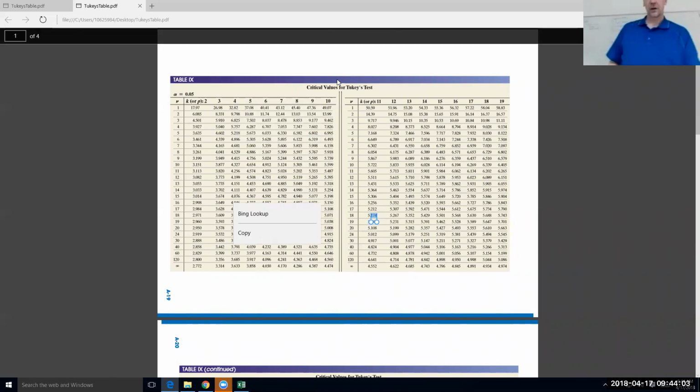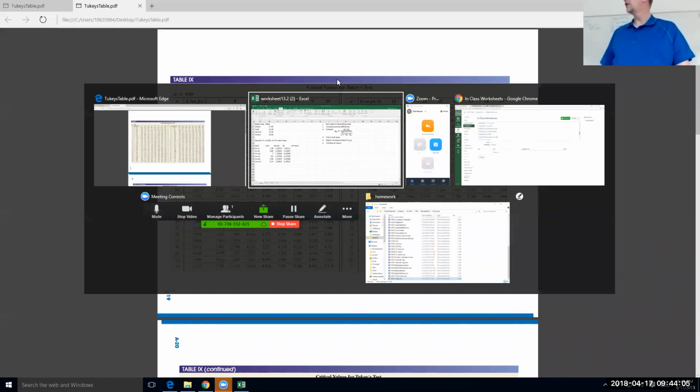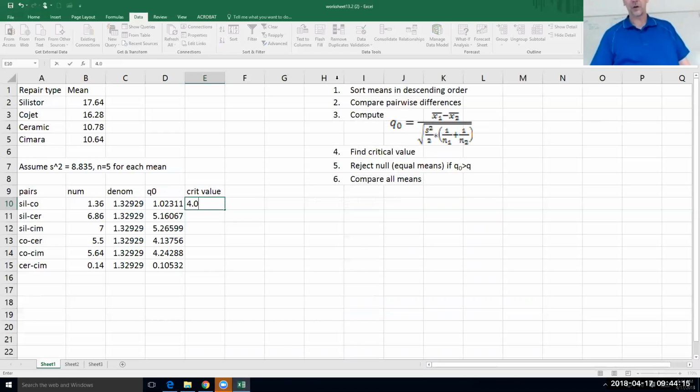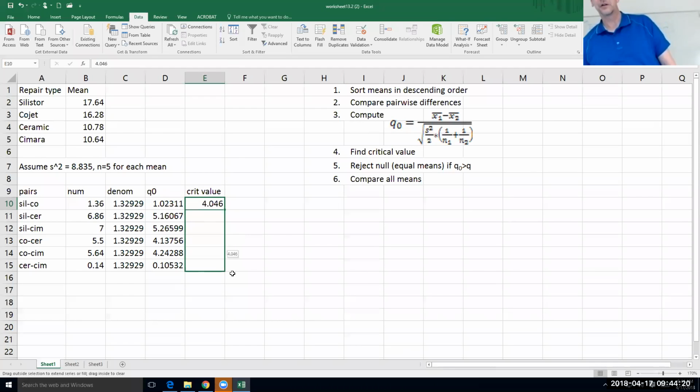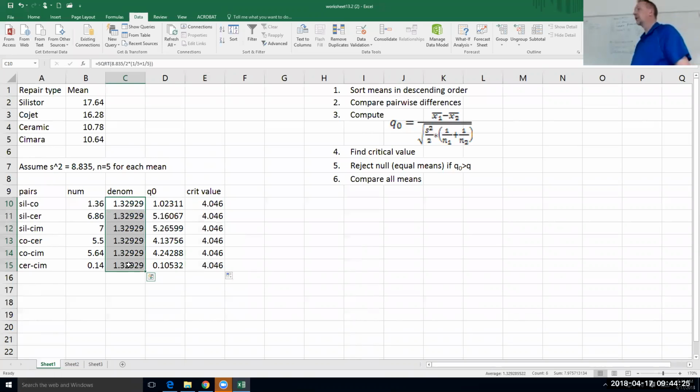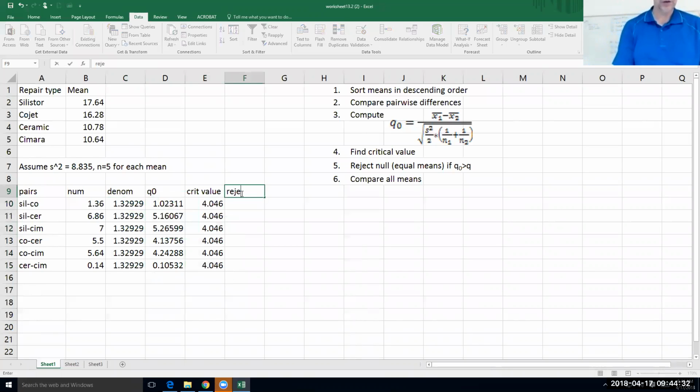So this would change if you had different things. In this situation, they're all the same. Your critical value will be the same for all of them. Okay? We're comparing all of these to 4.046. So your critical value will not change on the problem. Your denominator might change if your n's are different, but your critical value will not change. Okay? Okay, so we're going to reject if Q naught is greater than Q.